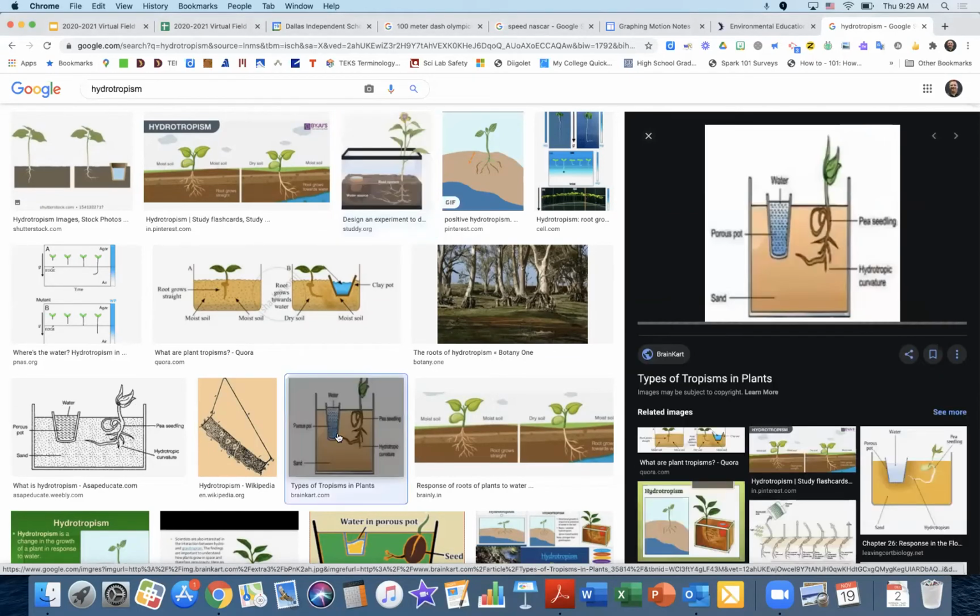Here's another picture that's similar. You plant a plant on one side, have water in some kind of a porous pot so it can leak through, and you will see the roots growing towards that water. So there's some interesting investigations that you can do to observe hydrotropism at school or even at home. All right, now I'm going to stop sharing my screen here and turn it over to Mr. Ramirez, who is going to explain the flight or fight response.